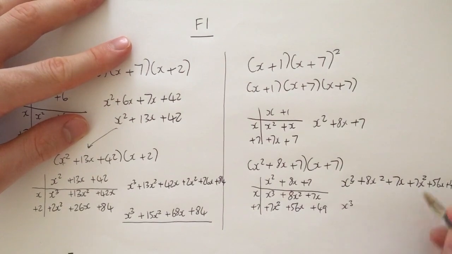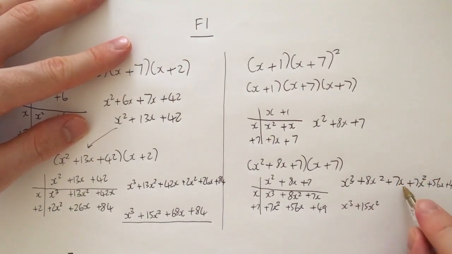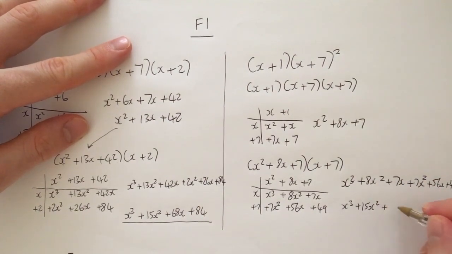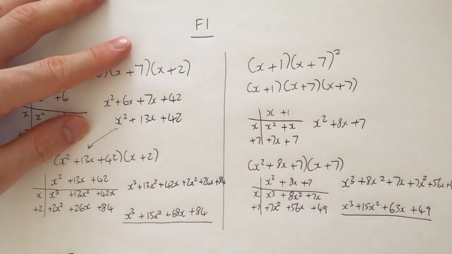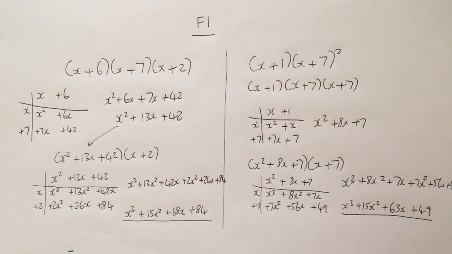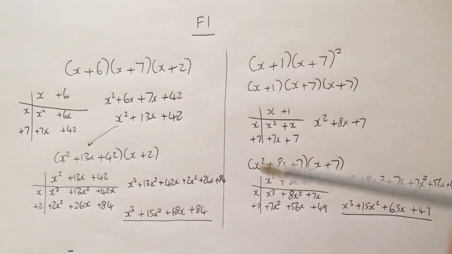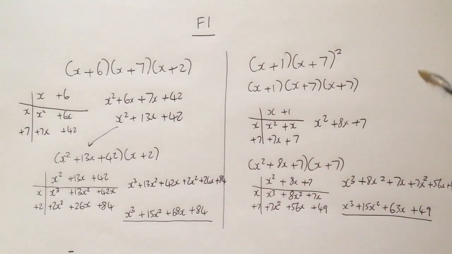So 8x squared plus 7x squared is 15x squared. 7x plus 56x is 63x. And then that left me with plus 49. And that is my final answer. So hopefully those that were doing it with me can see what I've done there. Okay, so have a go at F1, please. And the next video, because I was going to do the same video here, but actually because of the length of the video, I'm going to leave it here. Watch the next video for F2 and F3. Okay, but do F1 first, please.